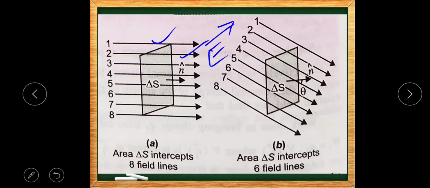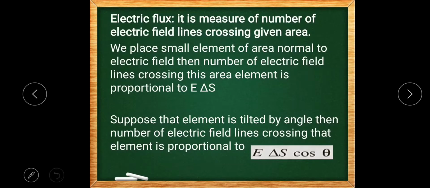Now here the electric flux is a measure of the number of electric field lines crossing a small area element. If we place a small element of area normal to the electric field, meaning perpendicular to the electric field, then the number of electric field lines crossing this area element is proportional to E into delta S. E is the electric field intensity and delta S is the area of that element.